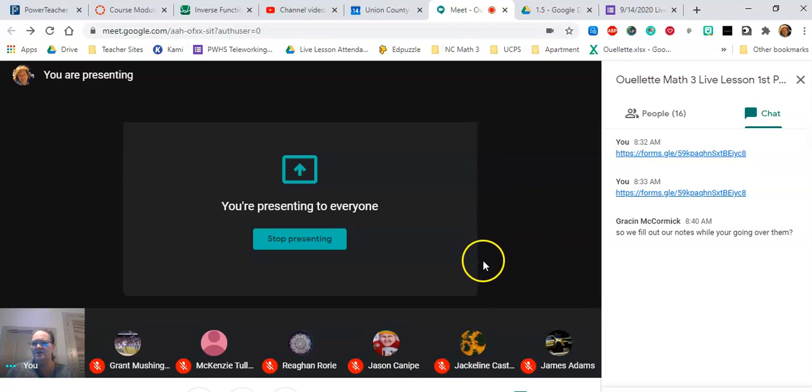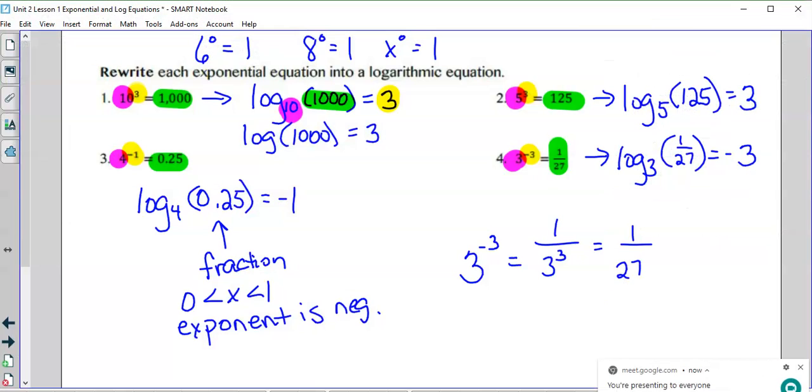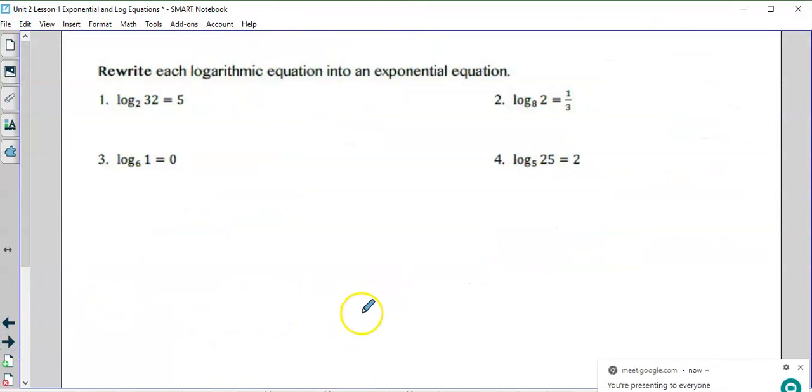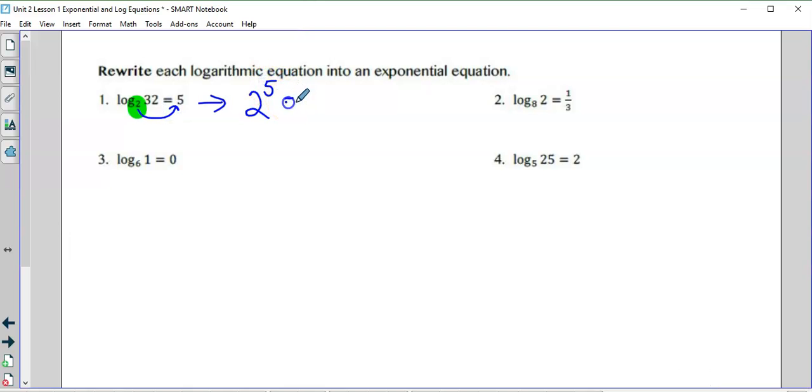Okay, so that was changing exponentials to logs. So now let's look at the other way around. All right, so these are log equations and we want to switch them to exponentials. So I want you to remember that the 2 on this first one, the 2 is the base. So that's the first number we need. So we're going to rewrite this as 2. And this one, again, remember it kind of goes in a circle. So 2 to the 5th power equals 32.